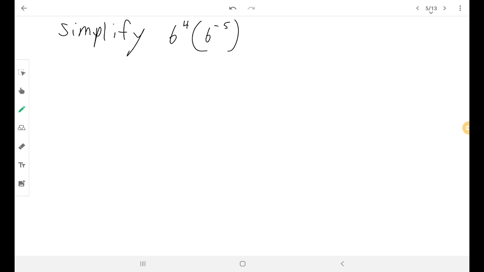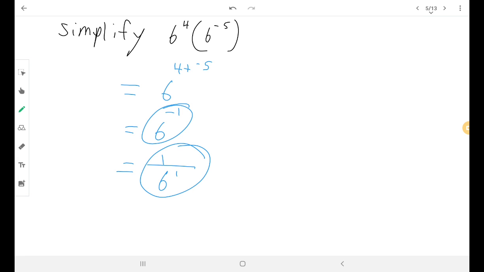All right, let's talk about simplifying this one. Again, same idea. I'm multiplying two things with the same base, which means I can take that base and I can add the exponents. 4 plus negative 5 is negative 1, so that's 6 to the negative 1st. So this is a perfectly acceptable answer. That's also 1 over 6 to the first, another perfectly acceptable answer. And then 6 to the first is 6, so this is just 1 over 6, another perfectly acceptable version of the answer.